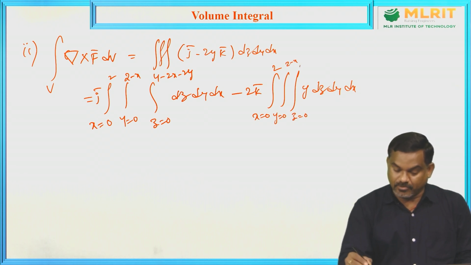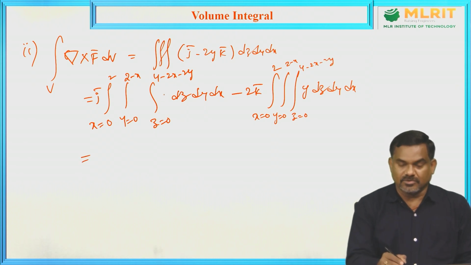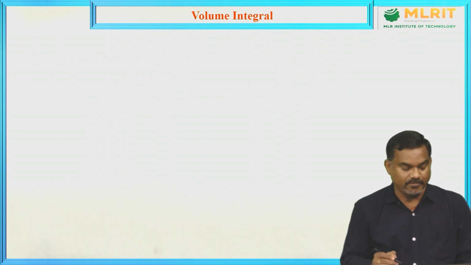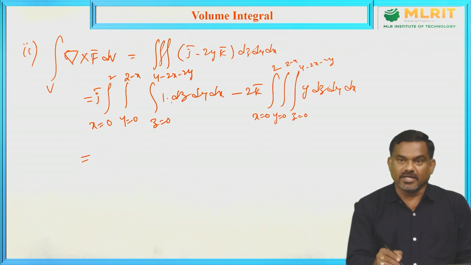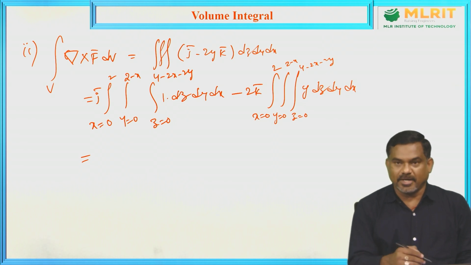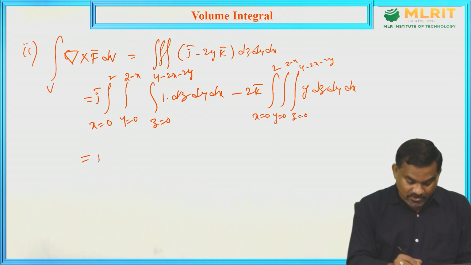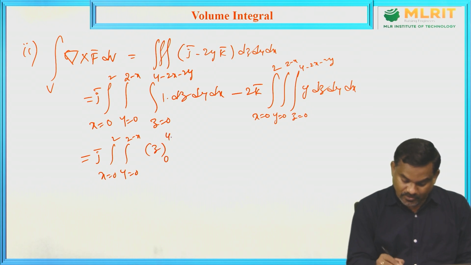Z from 0 to 4 minus 2x minus 2y. So here it is very simple, there is no function, it's a constant function 1. So first integrate with respect to z, you will get integral dz, which is z between the limits, and then with respect to y, and then with respect to x. If you want, you can evaluate these two separately, or else here itself you can evaluate one by one. So j bar into x from 0 to 2, y from 0 to 2 minus x, z from 0 to 4 minus 2x minus 2y dy dx.